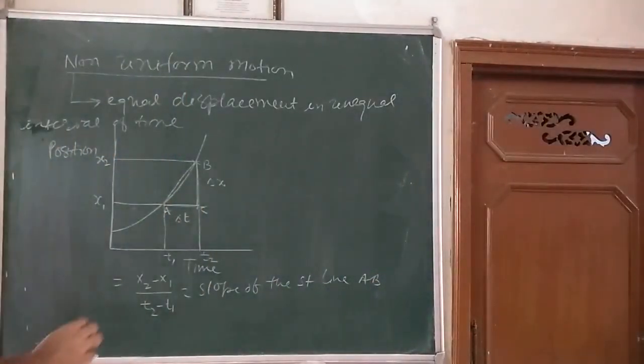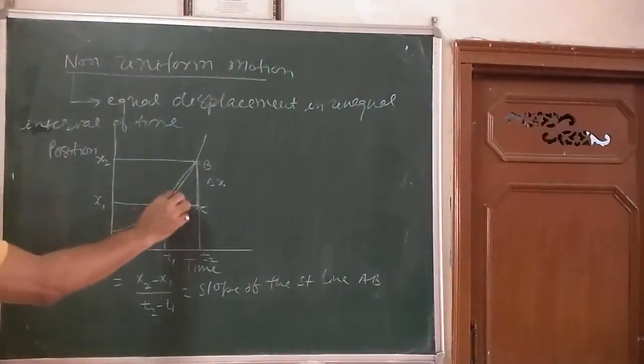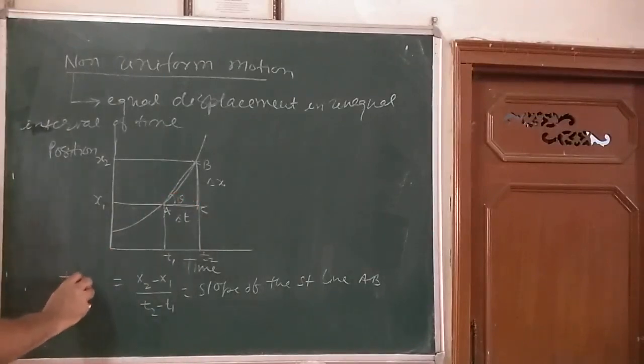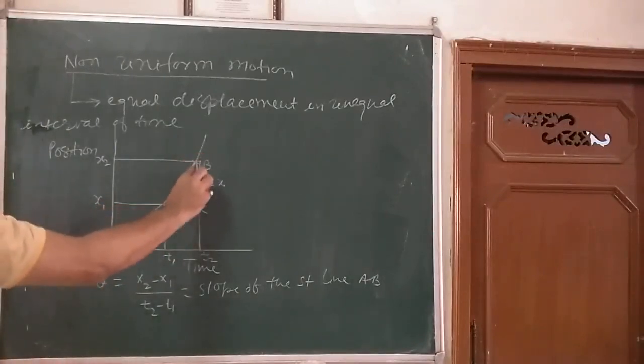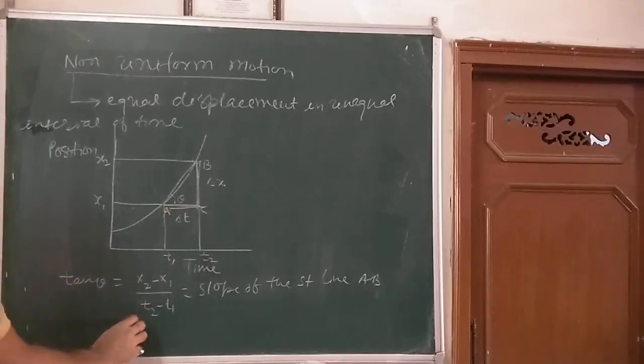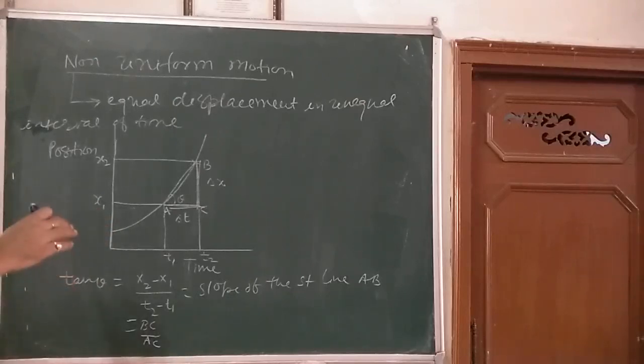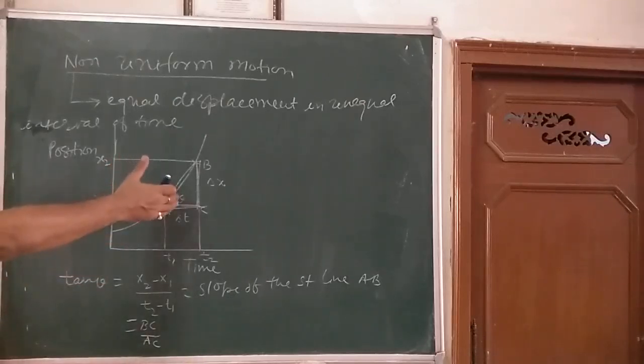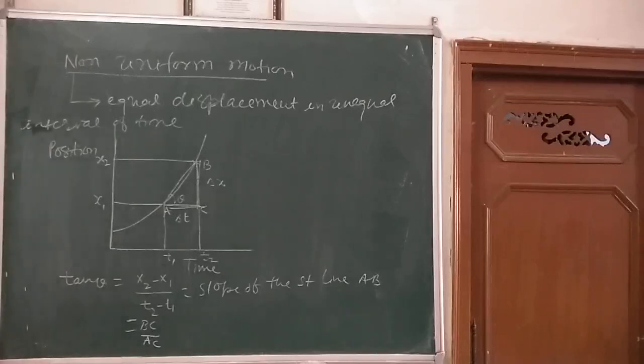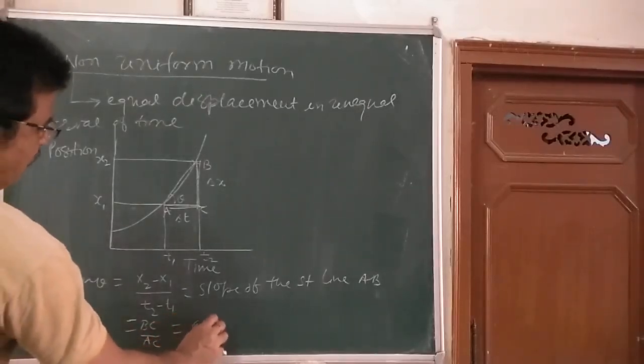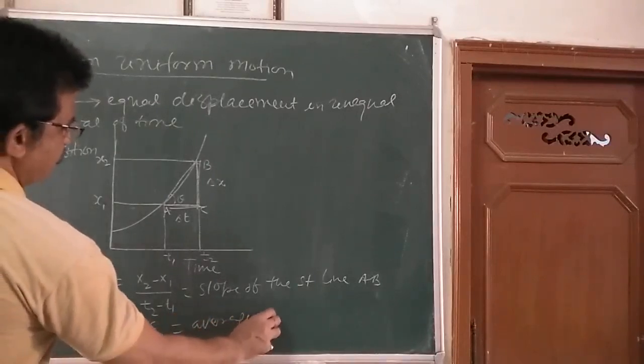Suppose this angle is theta, so I can write tangent theta is perpendicular upon base, that is BC upon AC. So what are we getting here? It is the change in displacement divided by the time interval. It is called average velocity.